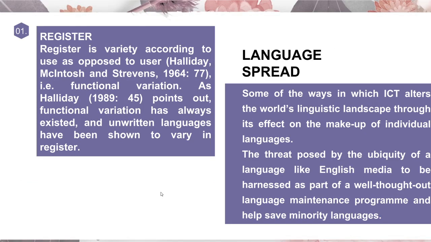Register is variety according to use, namely functional variation. As Halliday, 1989, pointed out, functional variation has always existed, and unwritten language has been shown to vary in register. Biber, 1995, hypothesized three separate steps in the evolution of written registers. The first is genesis, the second is early development, and the third is the split between popular and specialized register.